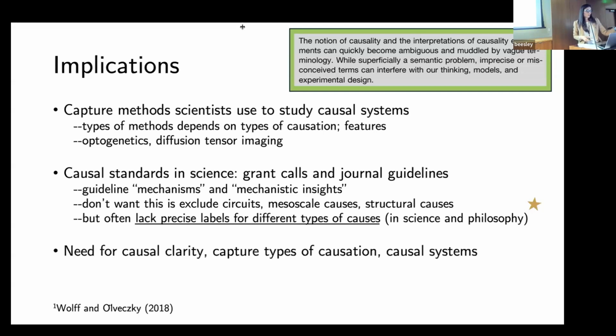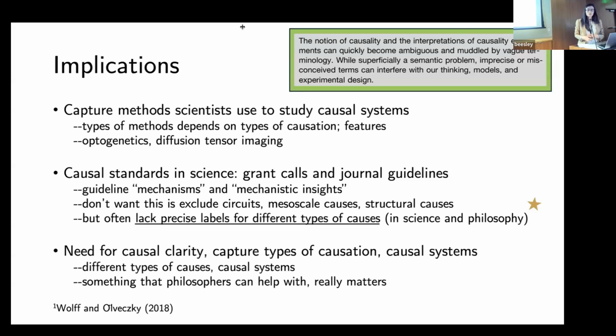So there's a real need for causal clarity here, for work that allows us to capture different types of causation, different types of causal systems. And this is something that philosophers can help with, right? Philosophers who are working with scientists, and right, it's work that matters for all sorts of reasons.